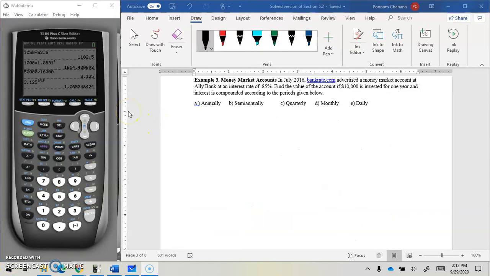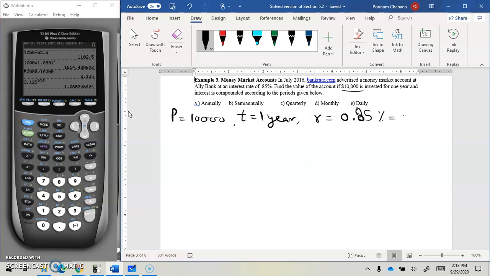Let's read our next question. In July 2016, an ad advertised a money market account at LA Bank at an interest rate of 0.85%. Find the value of the account if $10,000 is deposited. So principal is given to be $10,000 for 1 year. Time is 1 year, and the interest rate is compounded according to the given periods below, and the interest rate is 0.85%, meaning that will be 0.0085 in decimals.